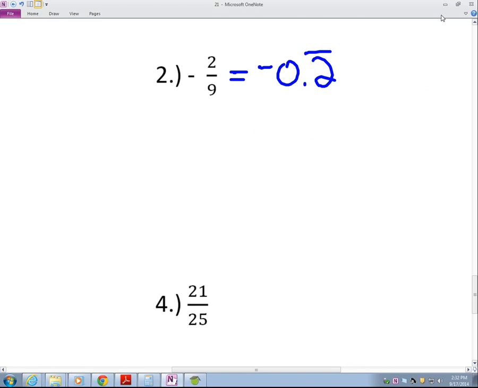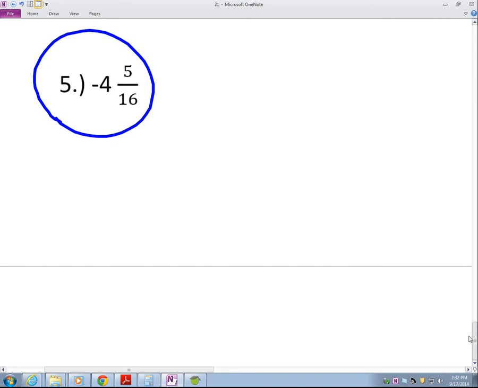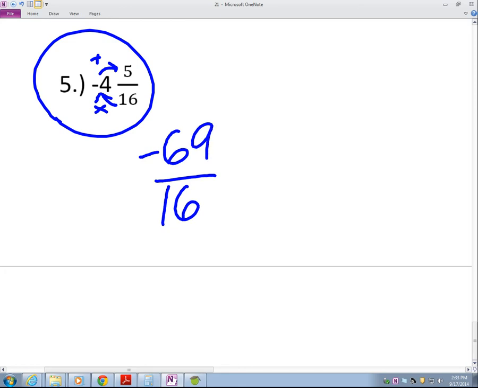Okay. Continuing on, we're going to do number 5. Now, when we have a fraction like this and we want to make it a decimal, there's two things that we could do. One of them that we're going to do is, in order to make a fraction improper, we multiply the denominator times the whole number, and then we add the numerator. Okay? So that would be 16 times negative 4, and because I know the distributive property, I'm going to add 24 to 40, which is 64. So it's negative 64 plus 5. Negative 64 plus 5 is negative 69. So that would be the improper fraction. Okay? That would be the improper fraction.